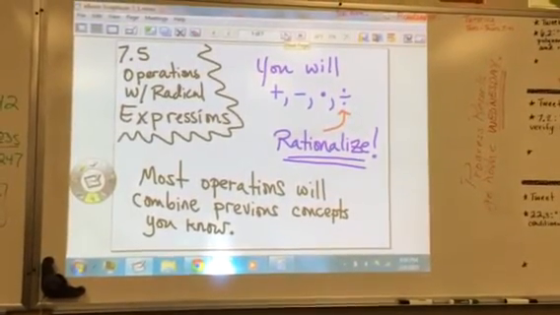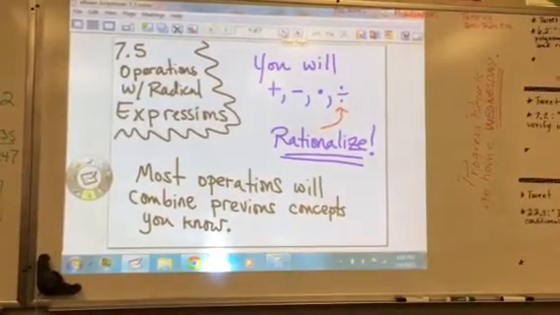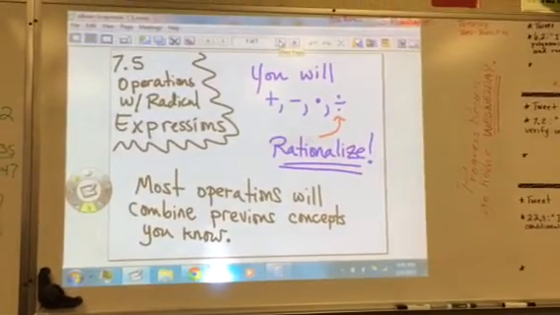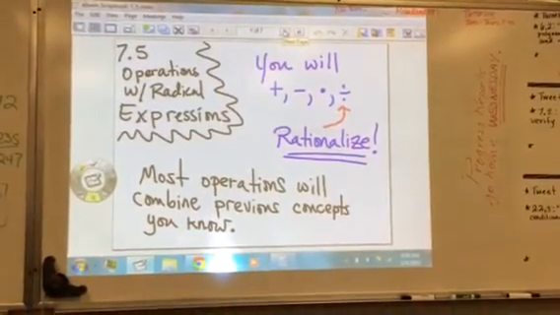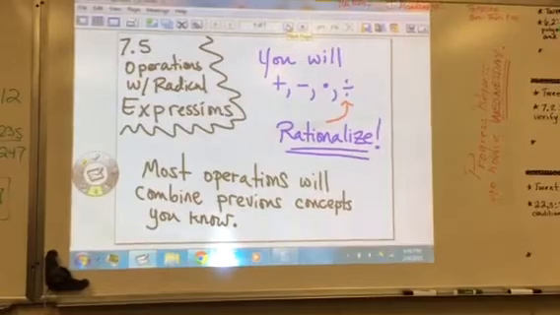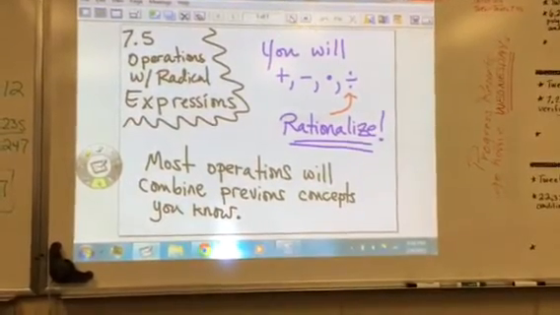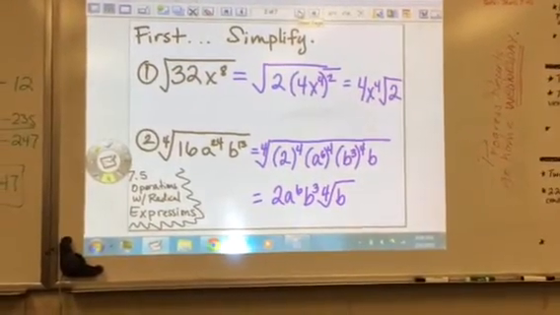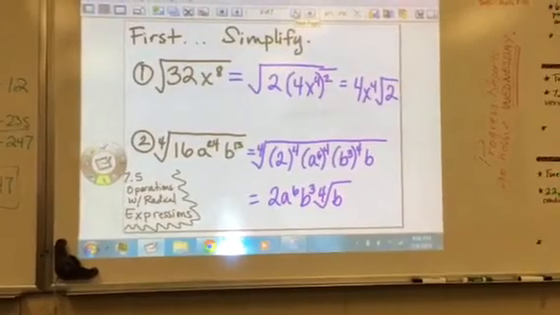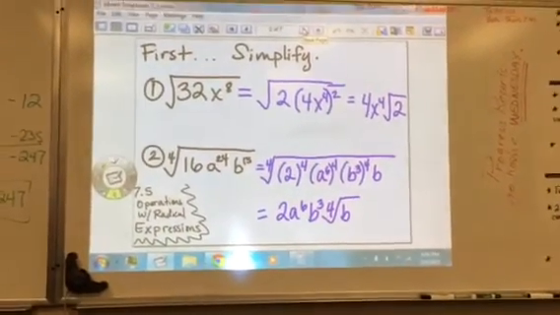All right, 7.5, operations with radicals. You're going to multiply and divide. Those will be the big ones, and you're going to add and subtract. And you know a lot of this already. So here is just simplifying. So kind of like what we have been doing, but you're going to have some stuff left over.